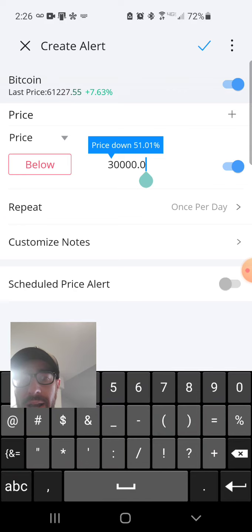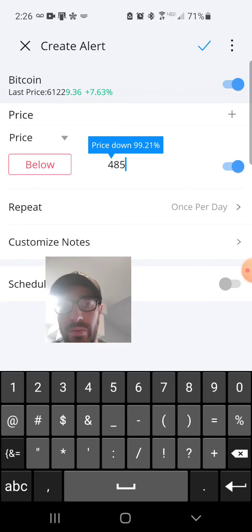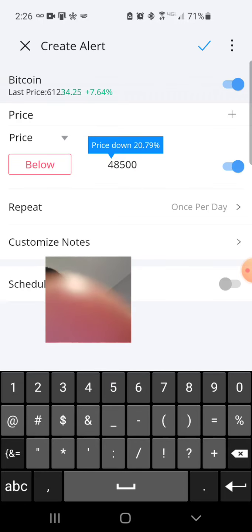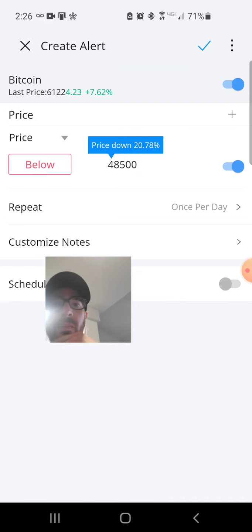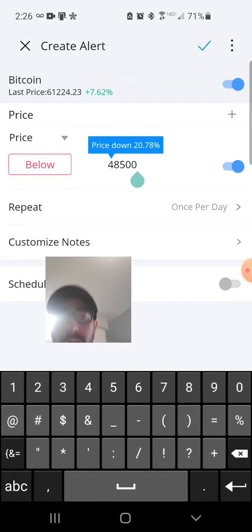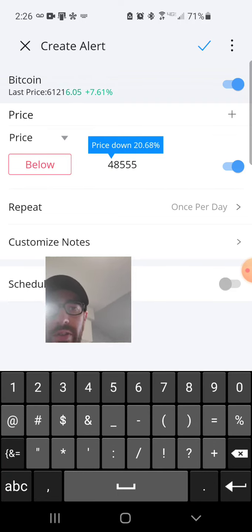So say I want to buy some more at 48,500. So I would set an alert, price 48,500, and price below. There's above or below. I want it below 48,500. So let's do 48,555. Okay, so below.